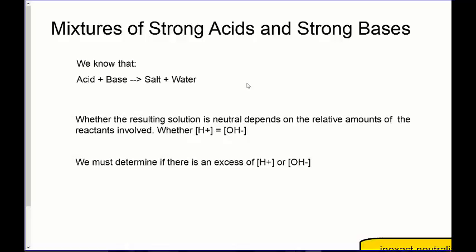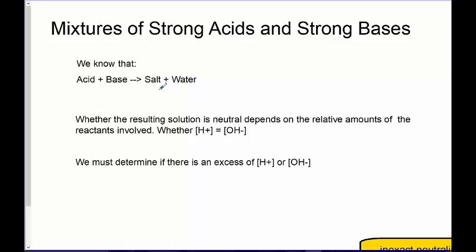In this section, let's have a look at what happens when we mix together strong acids and strong bases. When we have a mixture of a strong acid and a strong base, we call that a neutralization reaction. You might remember that from Chemistry 11 and even from Science 10. And the simple reaction is written below here for a neutralization reaction. When you have a strong acid and a strong base, we create a salt and water.